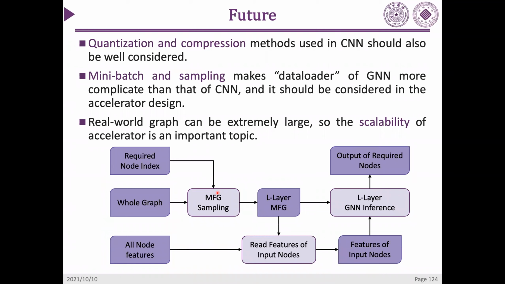And the third one is scalability. The graph is becoming larger and larger. So how we solve the scalability problem of the accelerator is also a very important topic when people are trying to use graph neural network accelerators.